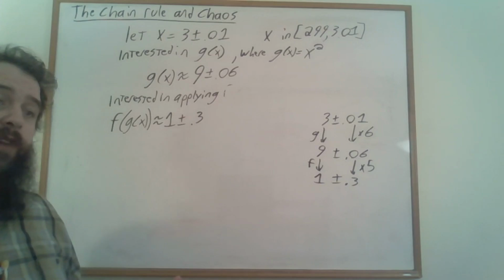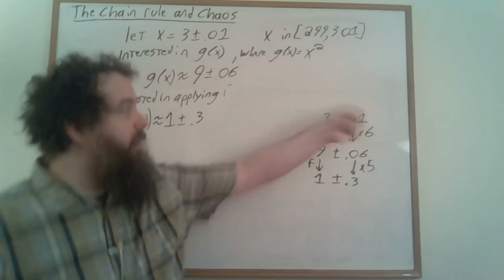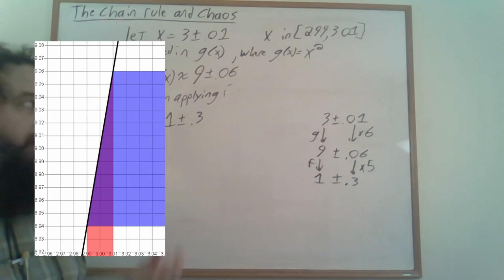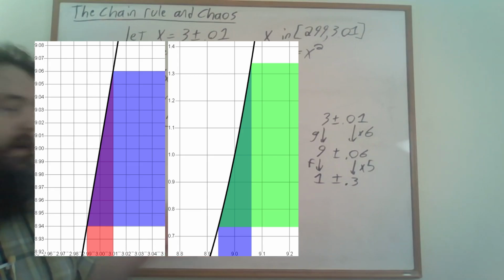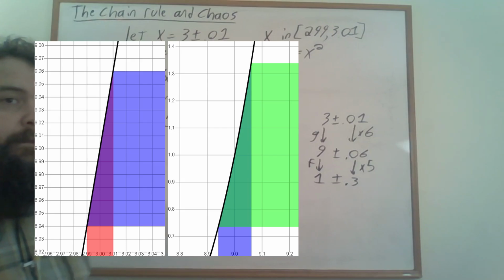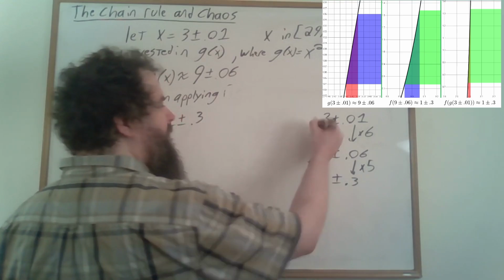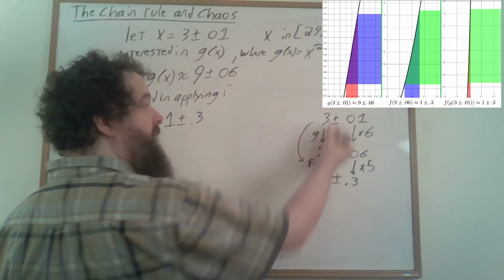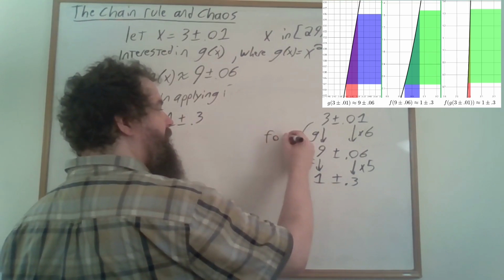And when we put these two functions together, when we're interested in taking f of g of this value here, we're simply composing these two functions. This first function here multiplies the uncertainty by 6, and this second function, our f, multiplies the uncertainty by 5, because that's the slope here. And so the result, the composition of these functions, is applying f to g applied to our original x value. So this is going to be f of g.